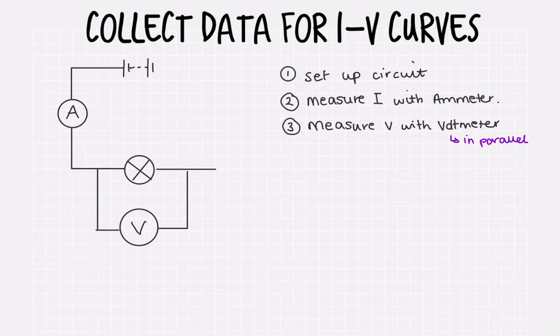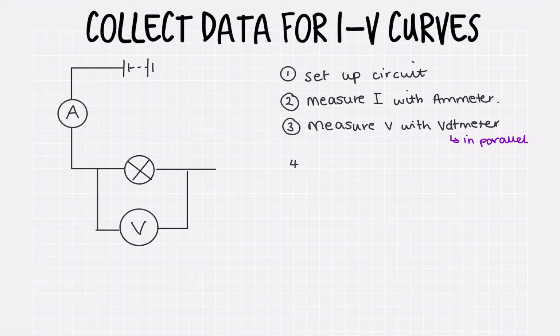Excellent. Now, if we set up the circuit and just joined it up straight away, that would only allow us to get one single reading. In order to plot the graph, we're going to need multiple readings. So in order to get multiple readings, we're going to have to vary the values of the circuit. And the easiest way to do that is to add in a variable resistor.